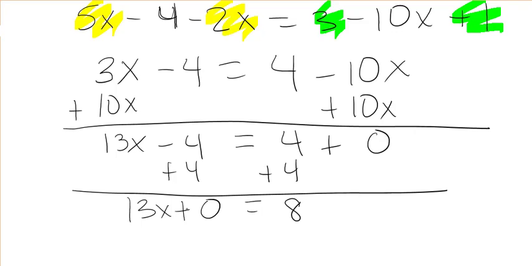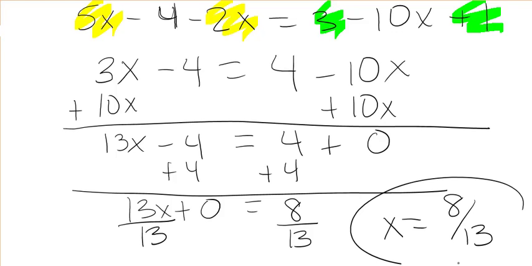And now, to undo multiplication, we divide. So we could divide by 13 on both sides. 13 divided by 13 is 1. And now we have 8 divided by 13, which is actually not going to be a whole number. So we can just leave it as is. So x is equal to 8 over 13. This is our answer. Now, let's look at one more example.